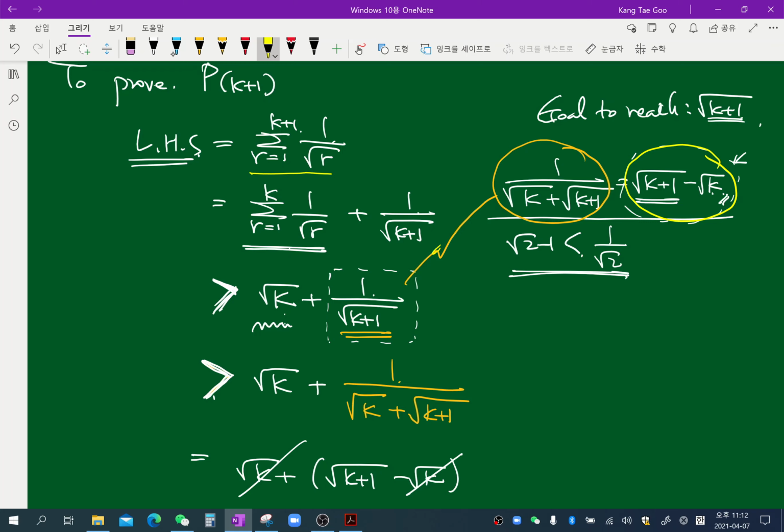Just copy your left hand side of P(k+1) and then split this into two parts. The first part is the same as the left hand side of P(k), right? And then the rest. And then bring the right hand side of your P(k). And then the rest simplify.